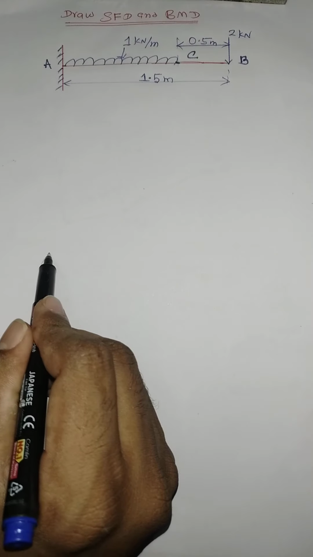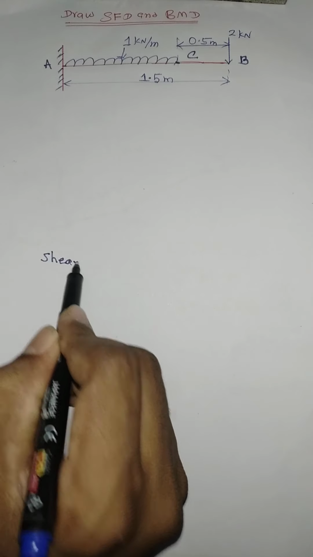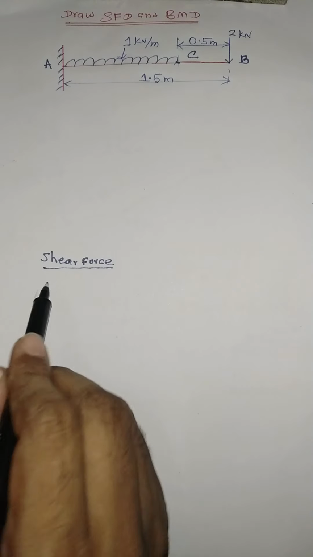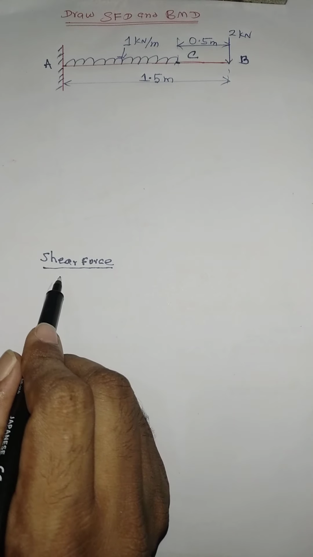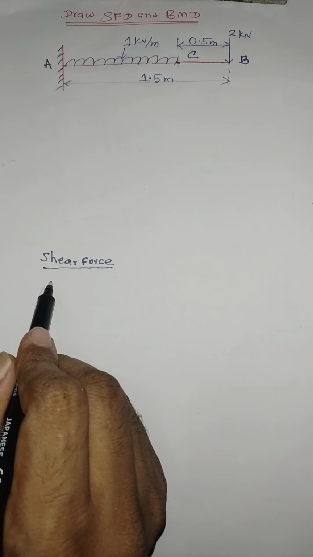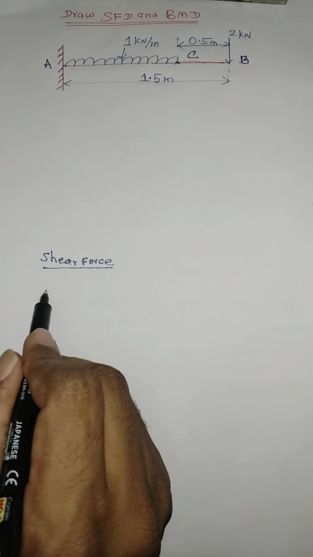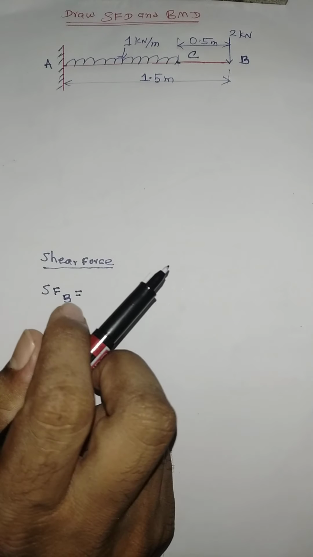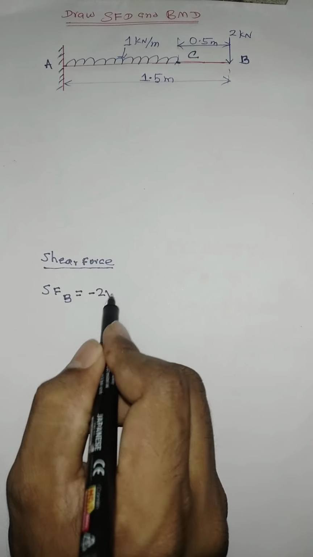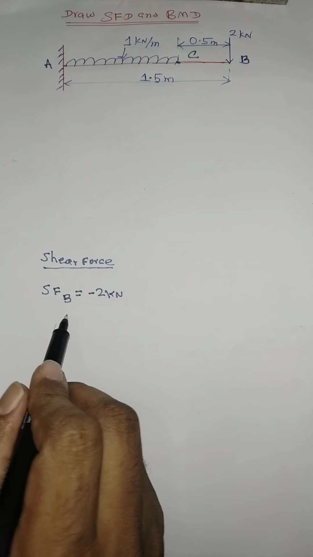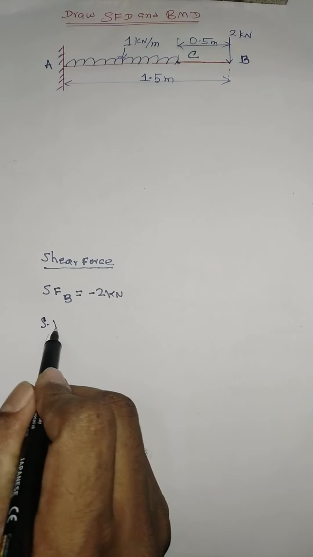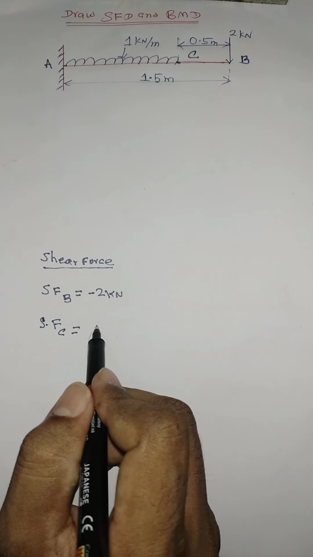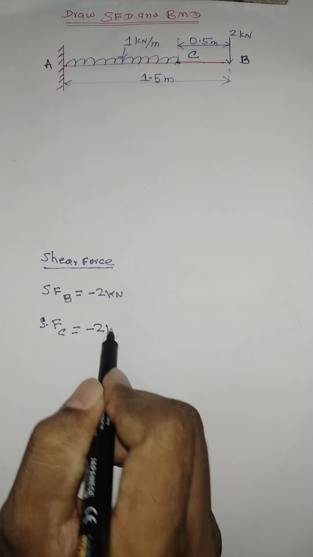Shear force. To find the shear force of the beam, we start from the free end. At the free end, the load is 2 kilonewton. So the shear force at point B is minus 2 kilonewton. Next, the shear force at point C: there is no load between them, so it is also minus 2 kilonewton.